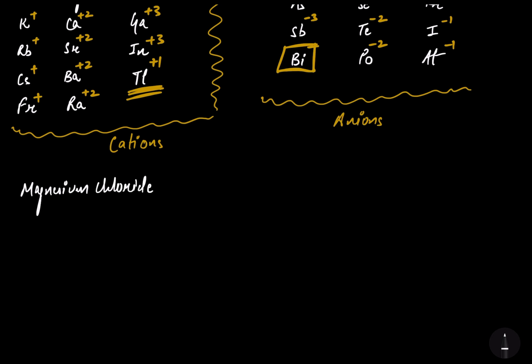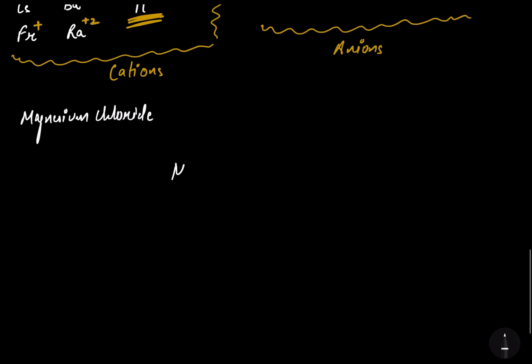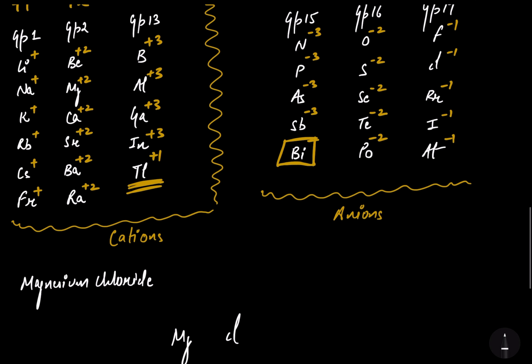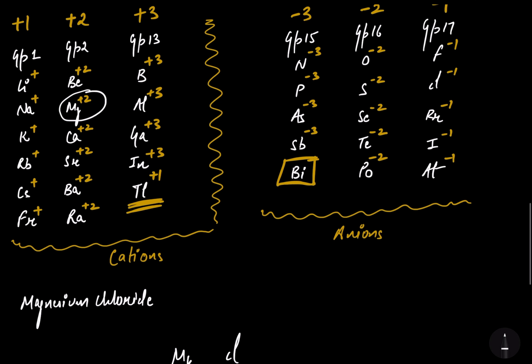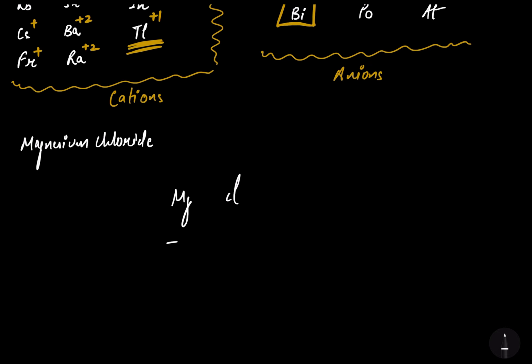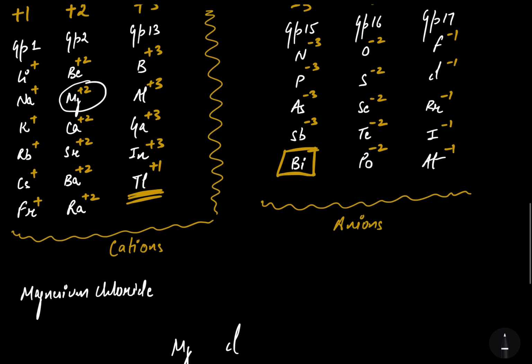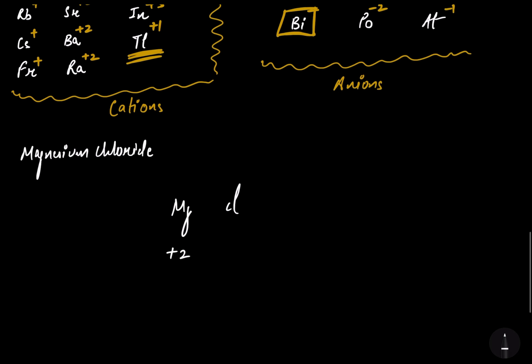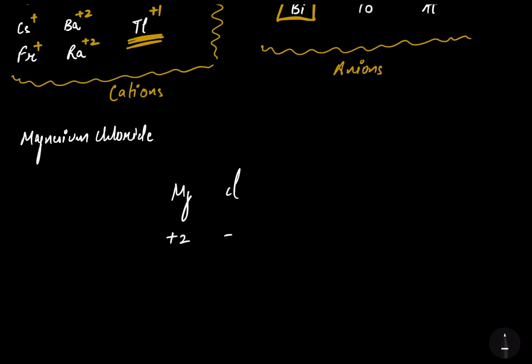What we have to do, just write magnesium and write chlorine over here. Now magnesium belongs to group number 2, so the magnesium will have an oxidation state of +2. Now chlorine belongs to group number 17, so it will have an oxidation state of -1. Now just ignore the signs. I'm ignoring the signs, I'm taking the magnitude. Magnesium is 2, Cl is 1.